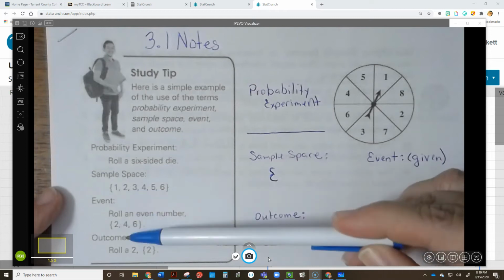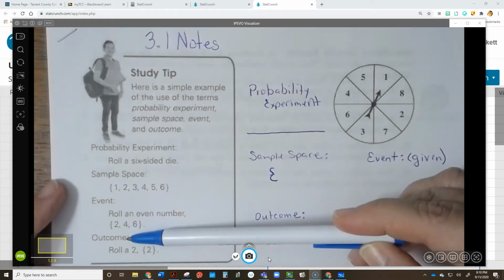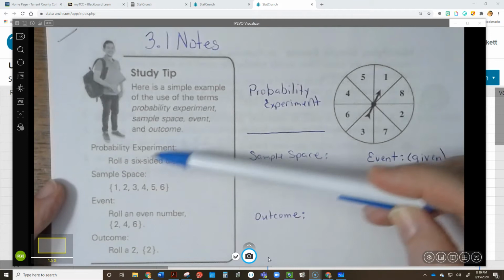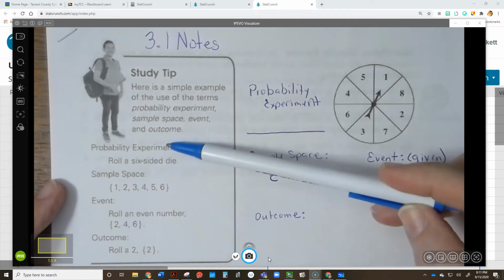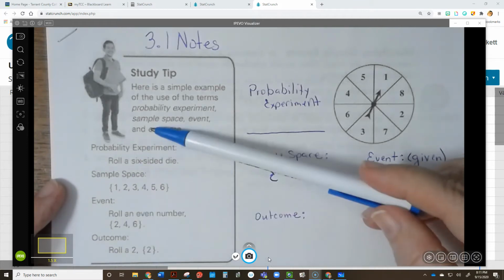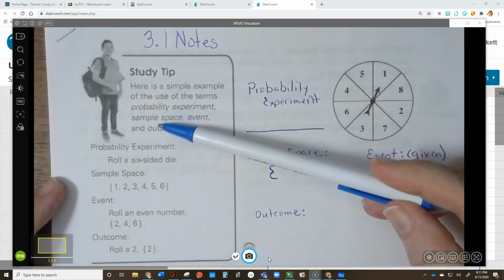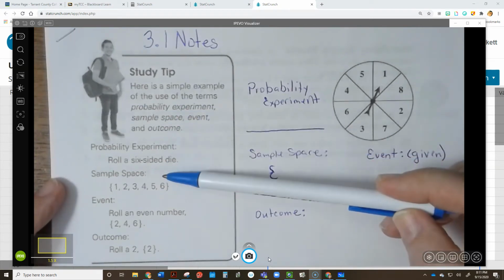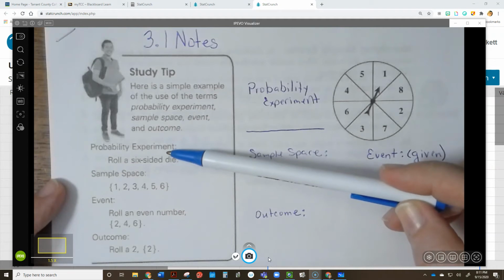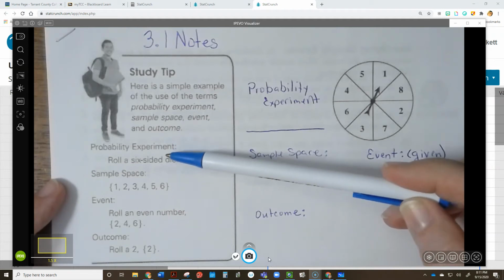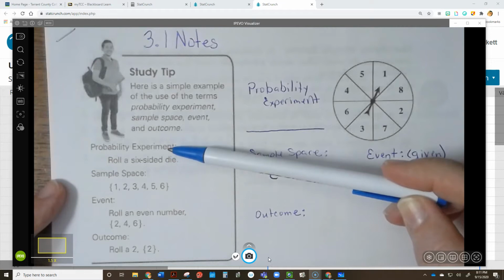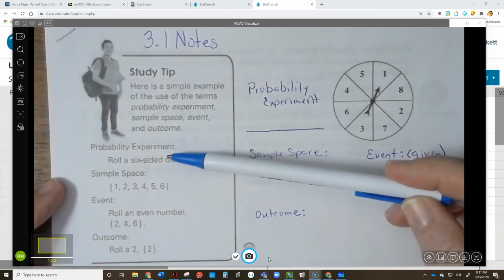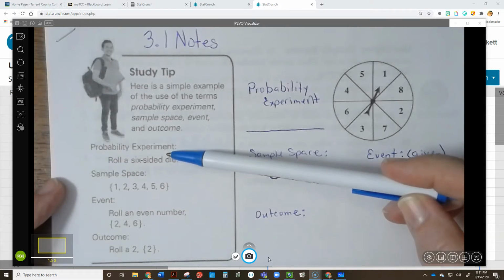Here are some vocabulary words you must know. We're going to be throwing these around all the time in future lessons from chapter 3, and you need to be very, very comfortable with them. First of all, we have a probability experiment. A probability experiment is something that you either actually do or you consider doing. It's the difference between an experimental or a theoretical probability.